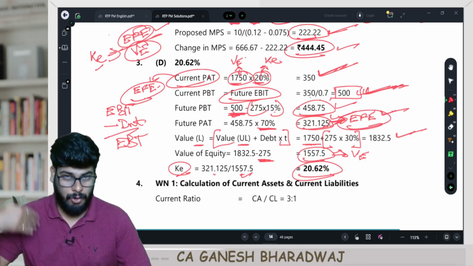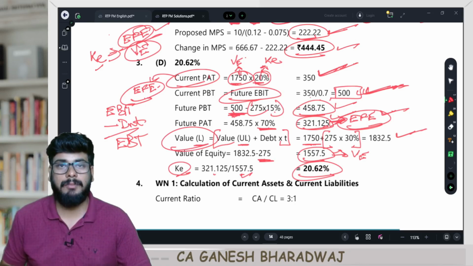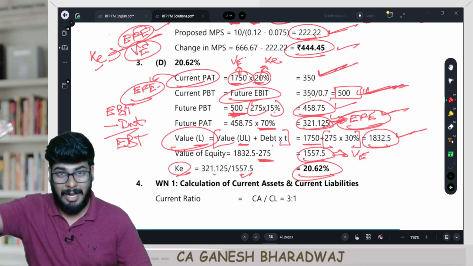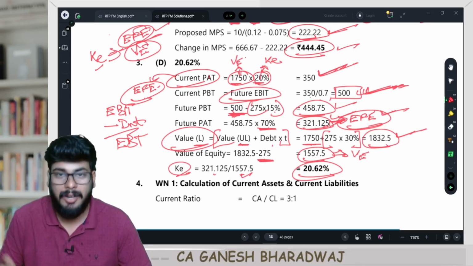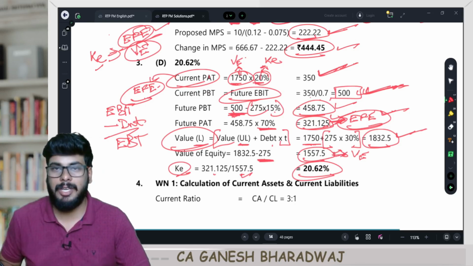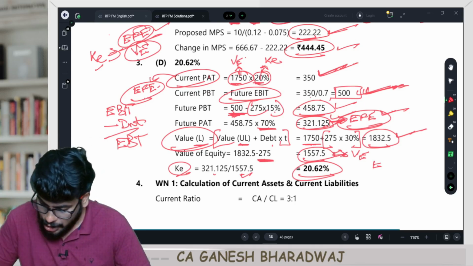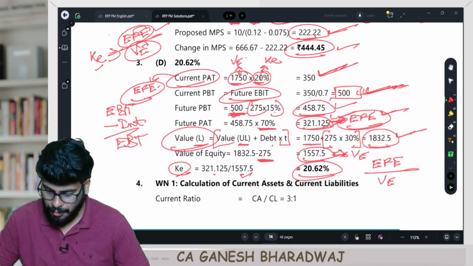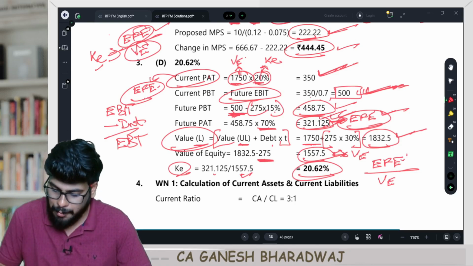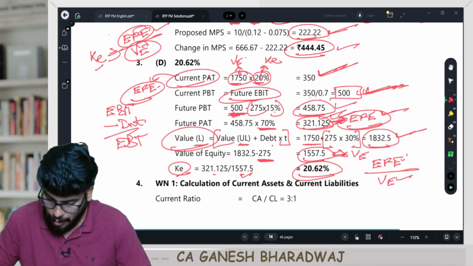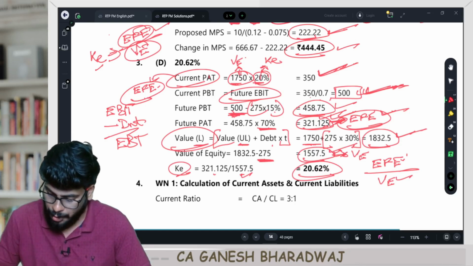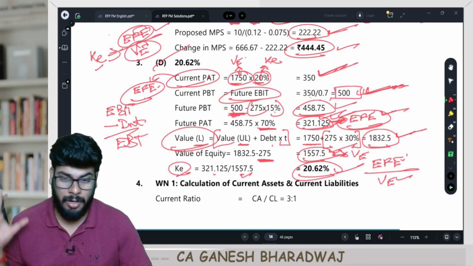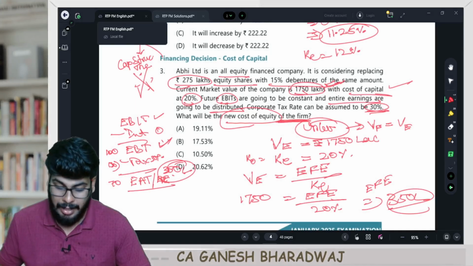Now in future, that is going to be a levered entity. What will be the total value of the firm? It's going to be value of unlevered entity plus debt into tax rate. So using this formula, we calculate the total value of the levered firm. From that you reduce the value of debt, which is 275 lakhs, you get the value of equity. So finally KE is nothing but the new earnings for equity of the levered firm divided by the new value of equity of the levered firm. This earnings for equity is 321.125 and the value of equity right now after leverage is going to be 1557.5. So you divide the two, you get the new KE. Are you clear with this? So this is exactly what they have done in the question.